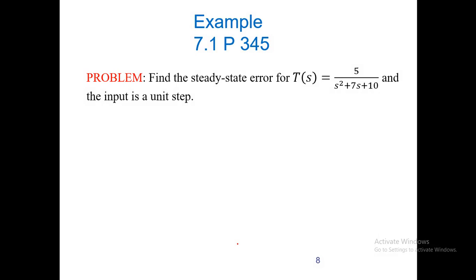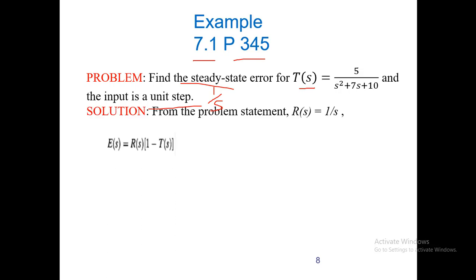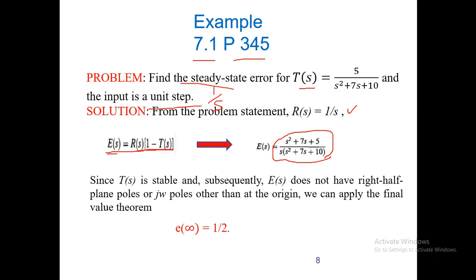So let's talk about a quick example. This example is also from the book, on page 345, and it is example 7.1. We have to find the steady state error for this T of s, which is mentioned over here, and the input is a unit step, which means the Laplace transform will be 1 over s. You know the formula: E of s is R of s times 1 minus T of s, that we just learned in the previous slide. If you put in R of s equal to 1 over s and this T of s, you will get this value. This is your E of s.